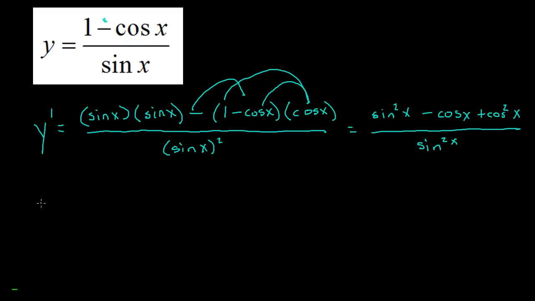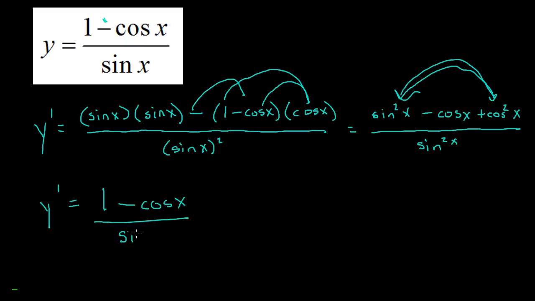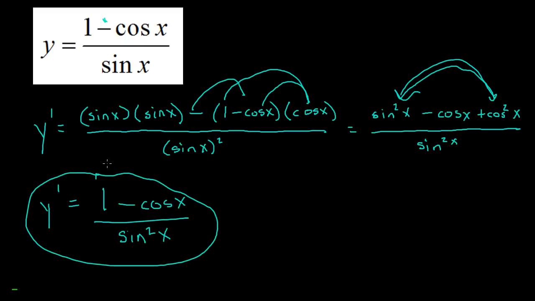Now, what's going to happen here? Check this out. You're going to love this. All right, remember one of our old trig rules, trig identities. Sine squared plus cosine squared is just 1. So I get 1 minus cosine of x on top, all divided by sine squared on the bottom. There is my derivative, which, interesting enough, looks very, very similar to the original function, but it is different. So pretty nice problem there.